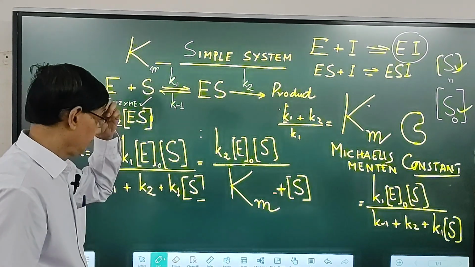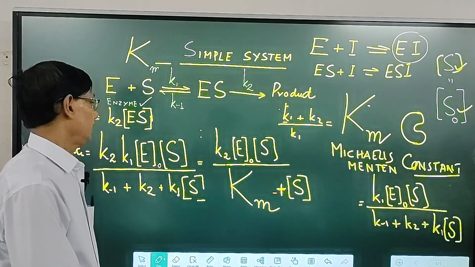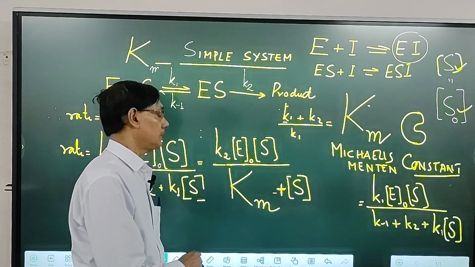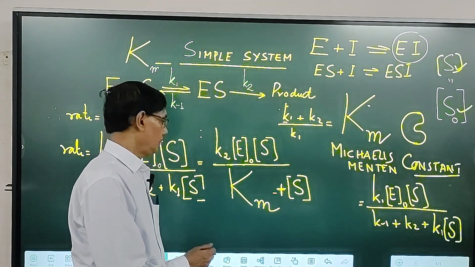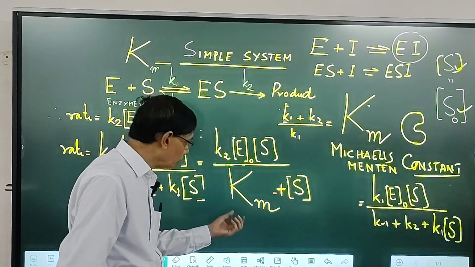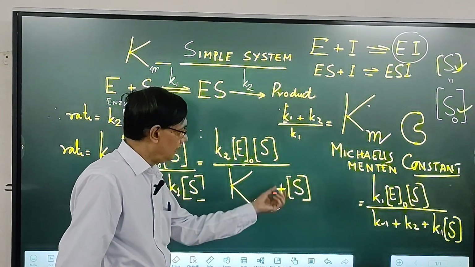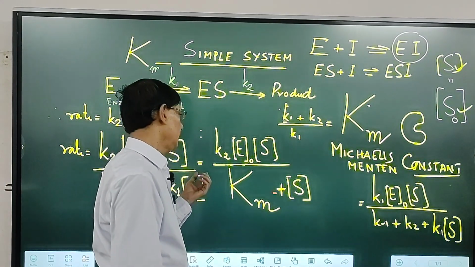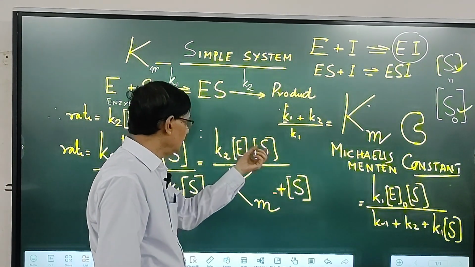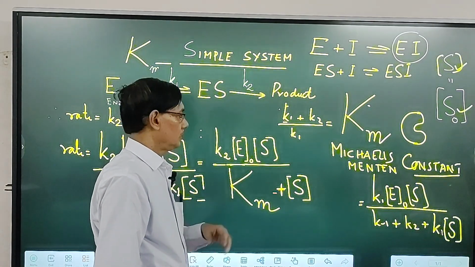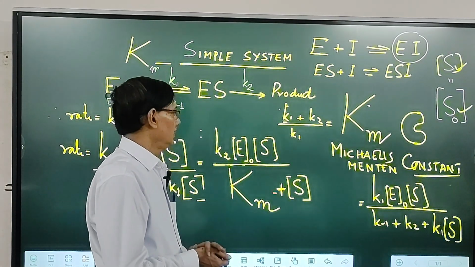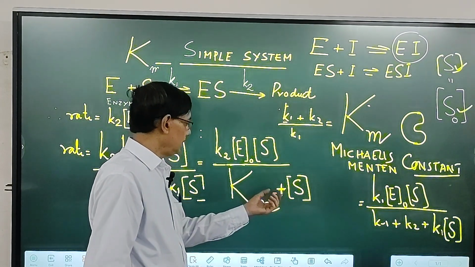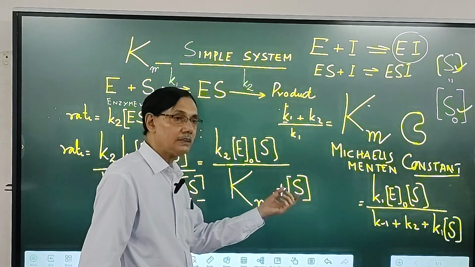Now what happened? Suppose the substrate concentration is very low sometimes, and as compared to the Km value, this K may be neglected. So at that time the rate is dependent on this S. So sometimes there is a probable question: what if the concentration of S, the substrate, is very high?